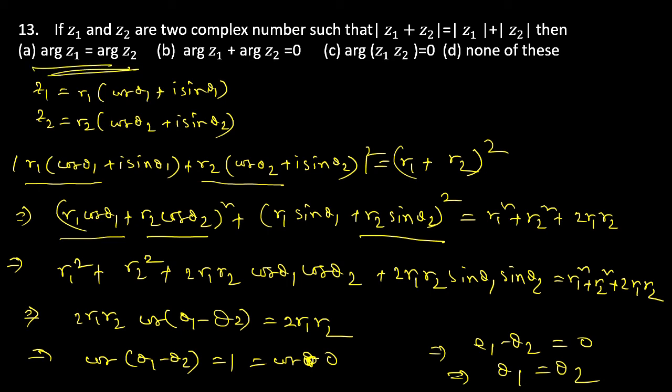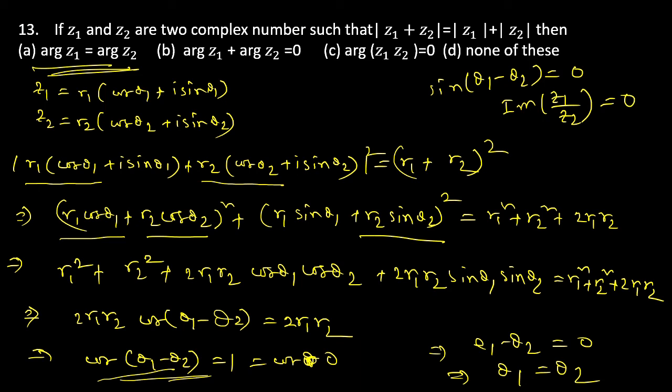In this problem, we can also say, since cos of theta 1 minus theta 2 is 1, so sin of theta 1 minus theta 2 is 0. Then the imaginary part of z1 minus z2 must be 0. We can also say that. Okay. Next problem.